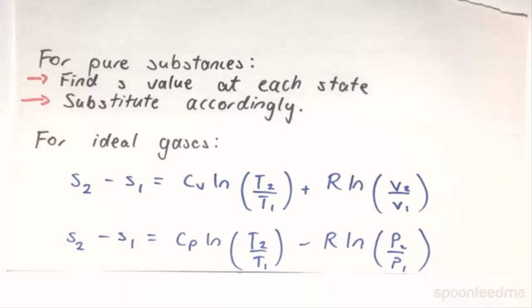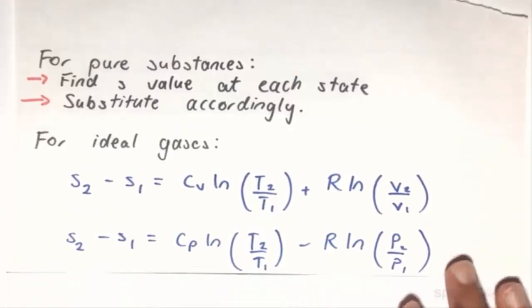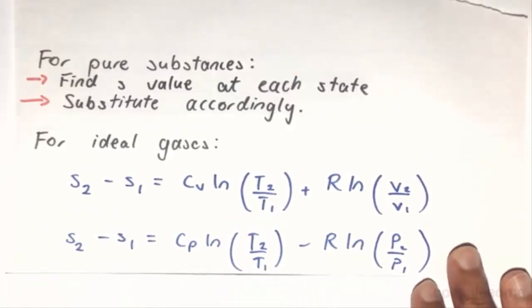A lot of the time, say for example if it's an isobaric system, then this equation will be easier because since it's isobaric, P2 will equal P1, so this whole term will be cancelled out, so you only really need to find that one term there to find the change in entropy.